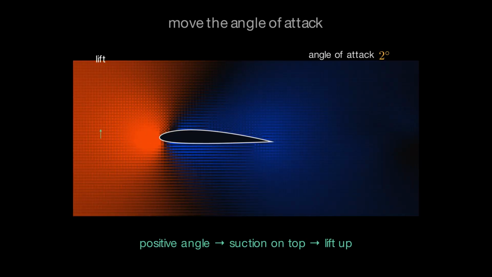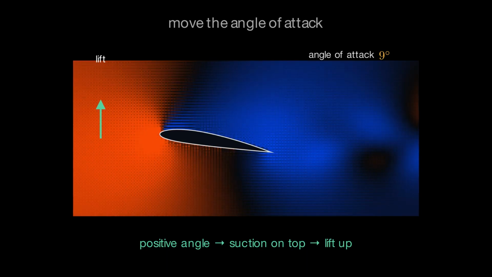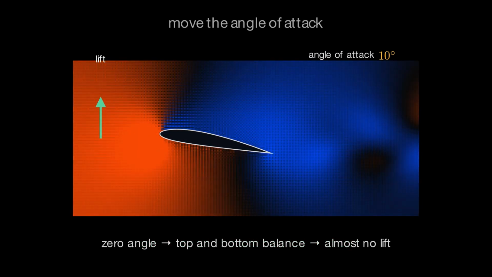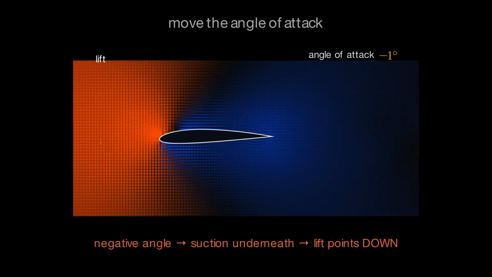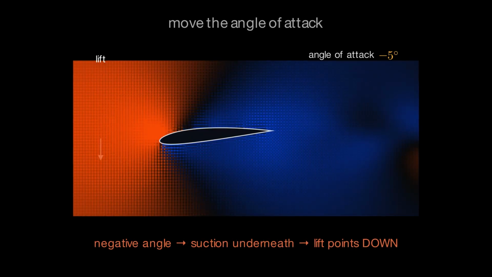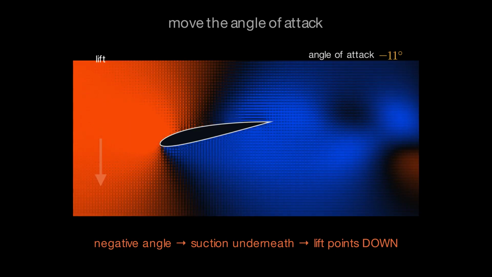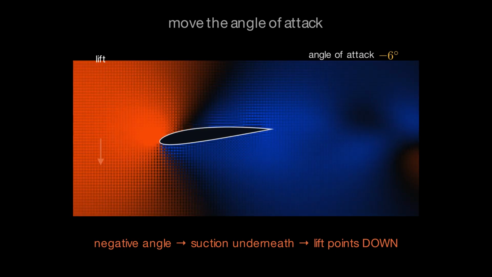Watch what the angle does. Tip the nose up, into the wind, and the suction on top strengthens. More angle, more lift, pulling up. Bring it back down to zero, and the top and bottom nearly balance, almost no lift. Now tip it the other way, to a negative angle. The suction jumps to the underside, and the lift flips over and points down. Same physics, just upside down. That's exactly how a wing makes downforce.